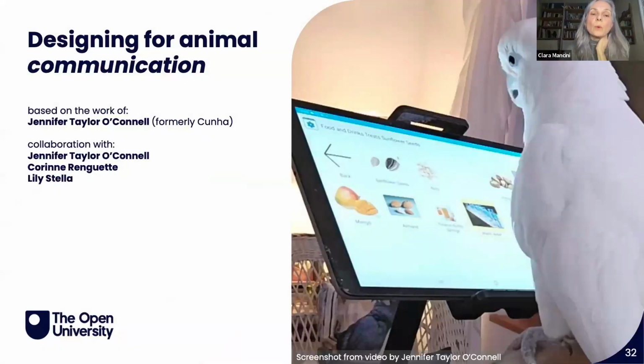But what if we could give animals tools to tell us what they do need and want? How should we design these tools? So this project addresses these questions based on Jennifer's work with cockatoos over the past decade.